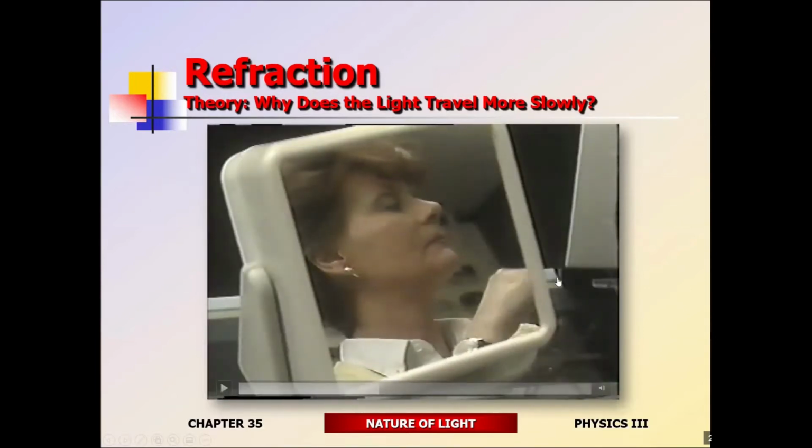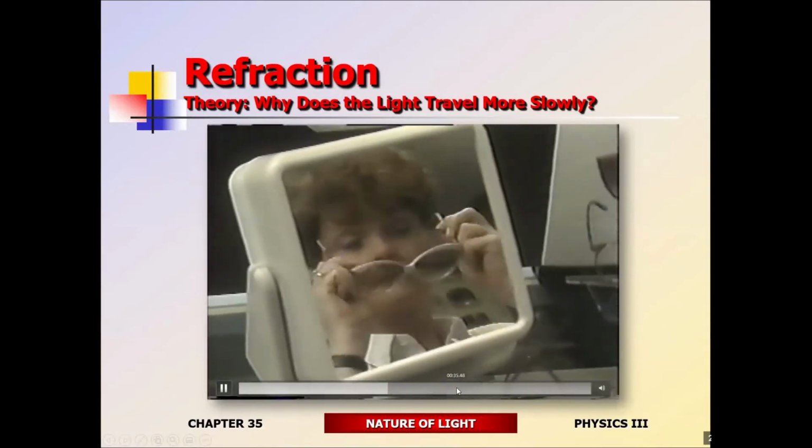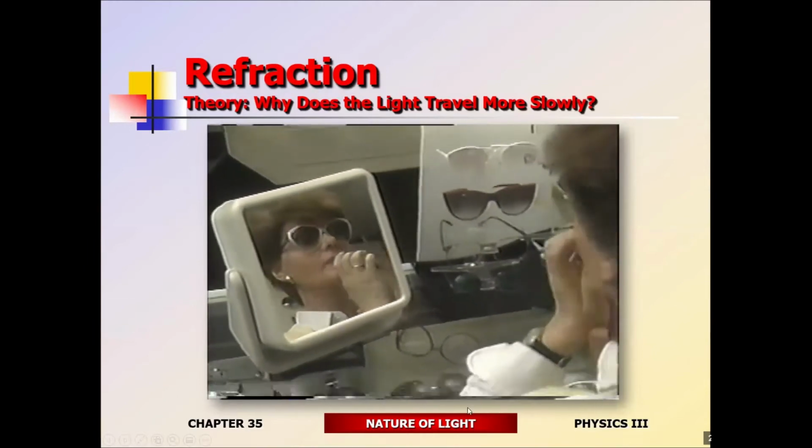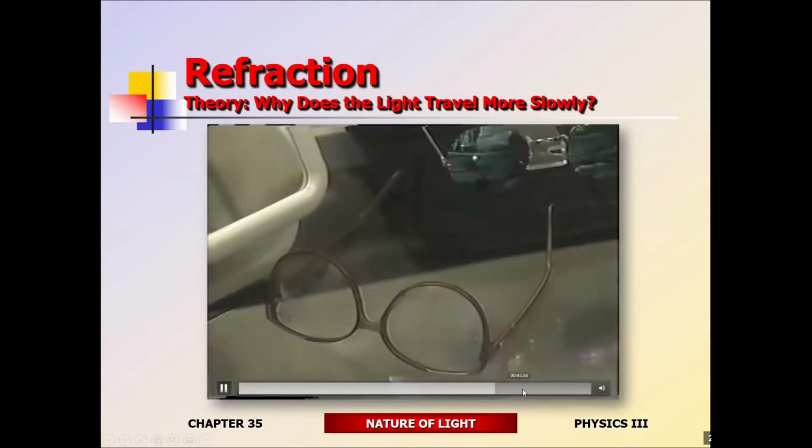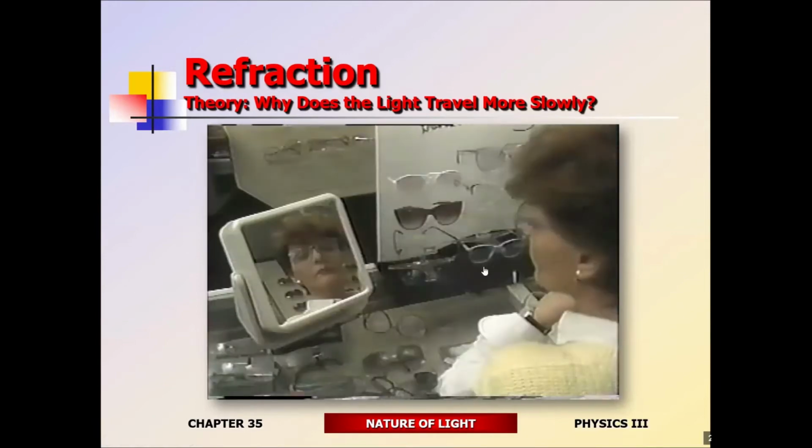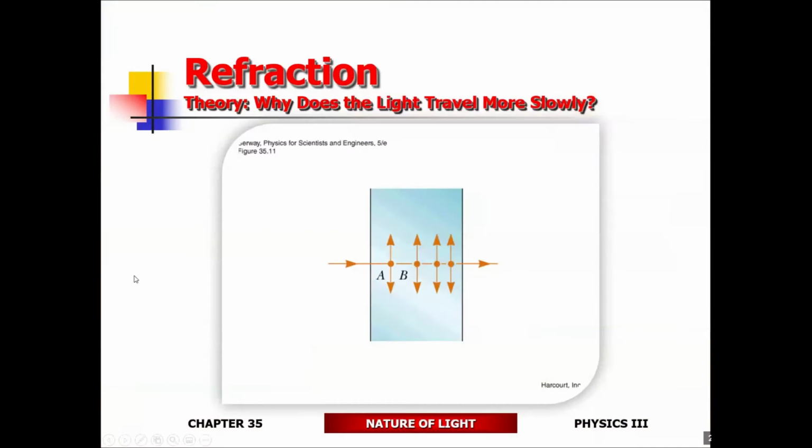Mirrors are made of silver, which is plated onto the surface of glass, a transparent medium. In other words, the speed of light inside the glass is slower than it is out in the air. So the question is why?